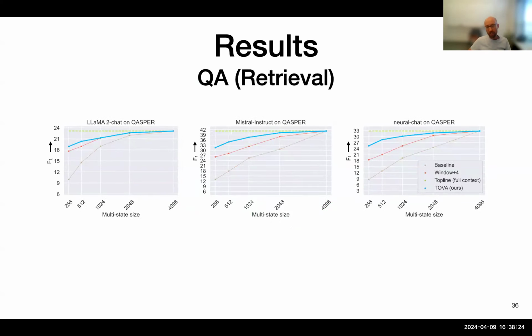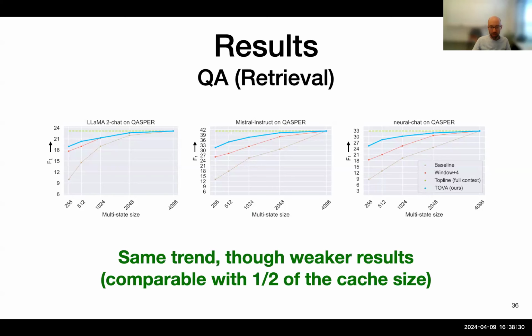And finally, the QA, the question answering dataset, which is a harder dataset of a retrieval dataset. Here we also see that TOVA does much better than all the previous baselines, but we need roughly 1/2 of the cache size to be comparable to the top line. So still 1/2 is definitely a meaningful save, but not as good as the previous experiments.